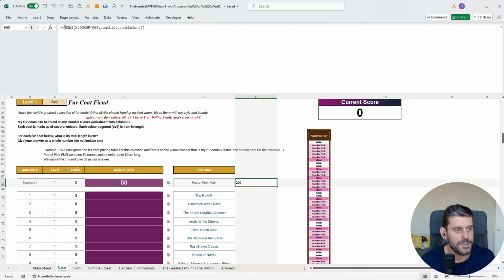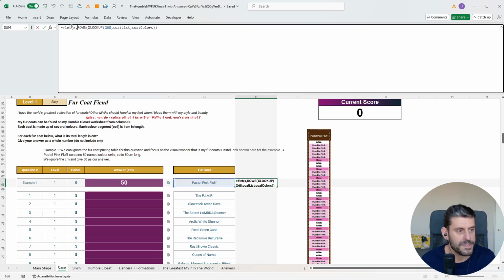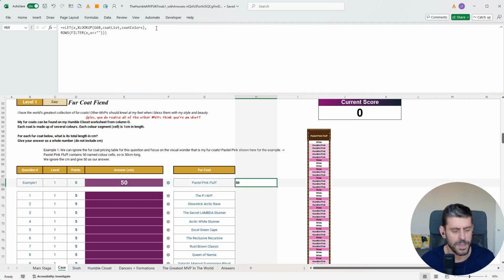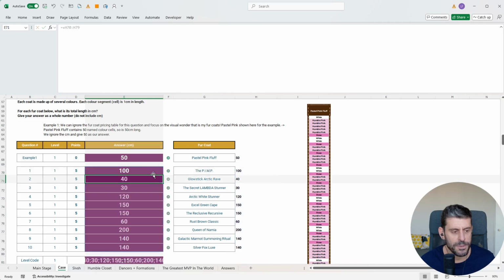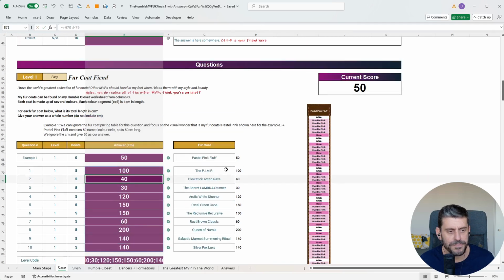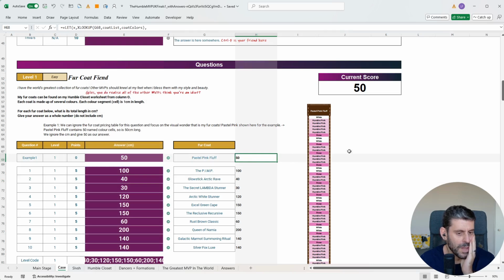So maybe let's call this LET X being the XLOOKUP. And then I want rows of FILTER X where X is not empty, I guess. Okay, so you get 50 and you can replicate for each possible code and you are done. So this is basically level 1. Actually it says that each color segment is 1 centimeter length, so the number of colors is actually the length of the code.